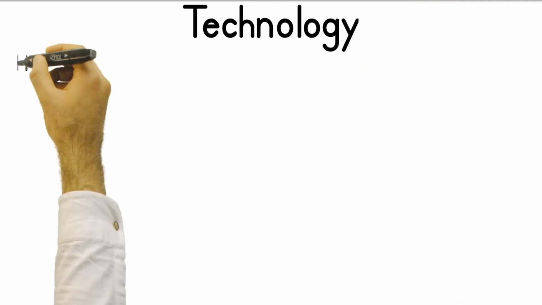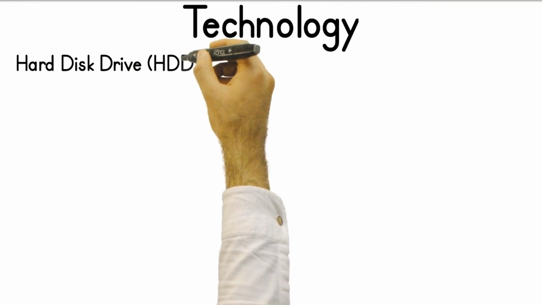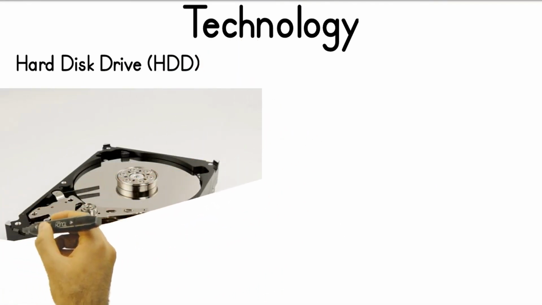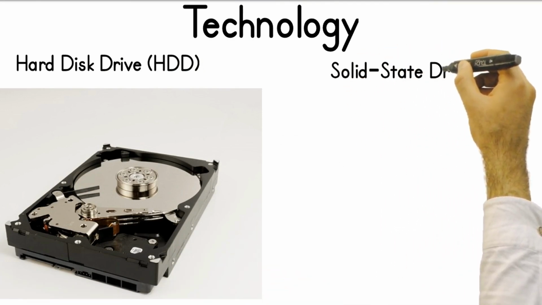Technology. Hard disk drive, HDD. HDDs use spinning magnetic disks, called platters, to store data. Data is read and written by a mechanical arm with a read-write head that moves across the platters.